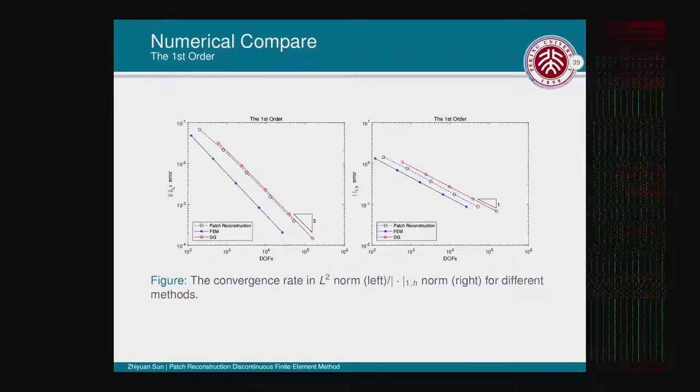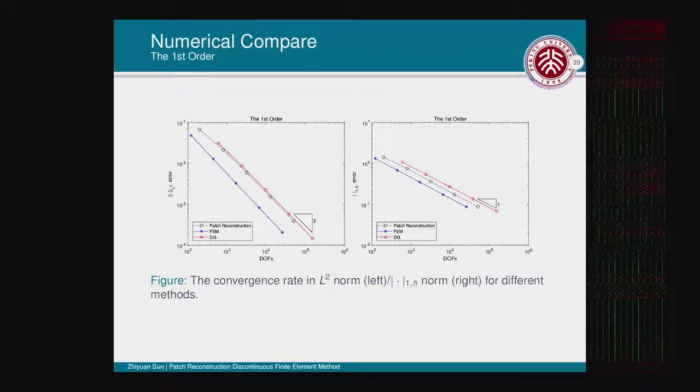And what does the figure mean? If we plot a straight line in this, we can see the blue line is the finite element method, the dashed line is our method, and the solid line is the DG method. If we plot a straight line here, the finite element method achieves this accuracy with just about 100 degrees of freedom, but our method needs 1,000 degrees of freedom to achieve this accuracy, and the DG method is the same, needing about 1,000 degrees of freedom.